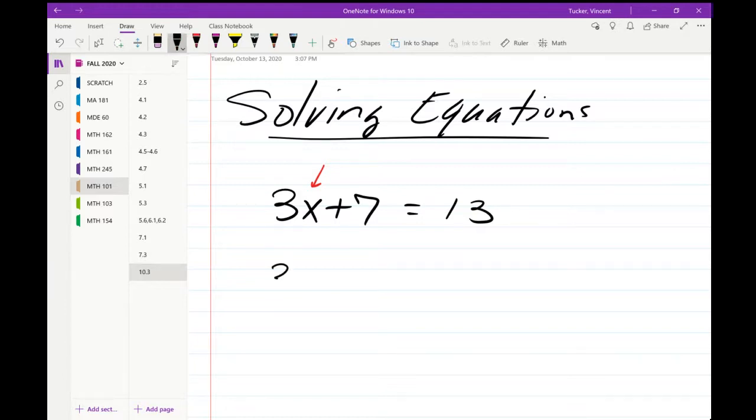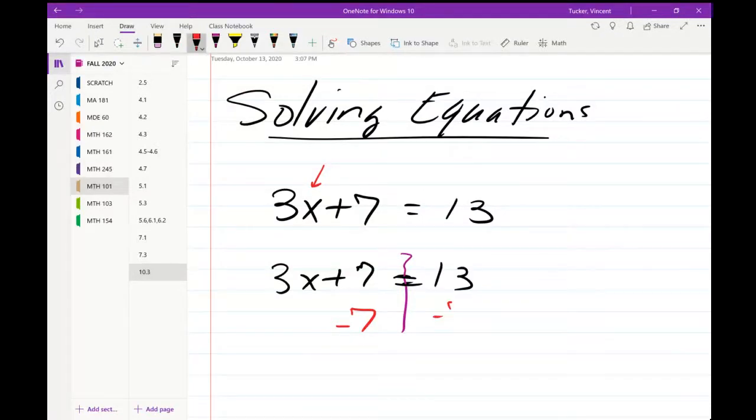So the most efficient move is to subtract 7. And remember, your goal is to get x by itself, so whatever's being done to x, that's what we're trying to move. We want to move that thing away from x and let x be on one side by itself. So we're going to subtract the 7. And your equation is split up into two sides. You got your left side and right side of the equal sign.